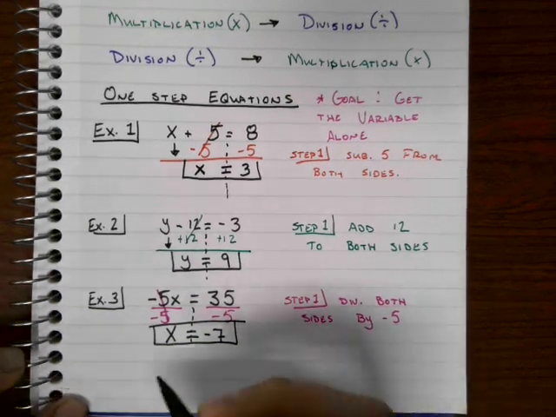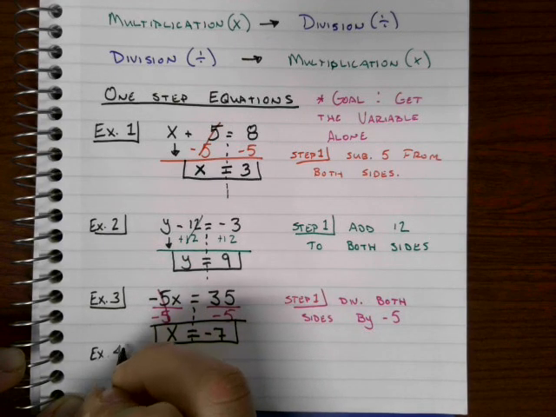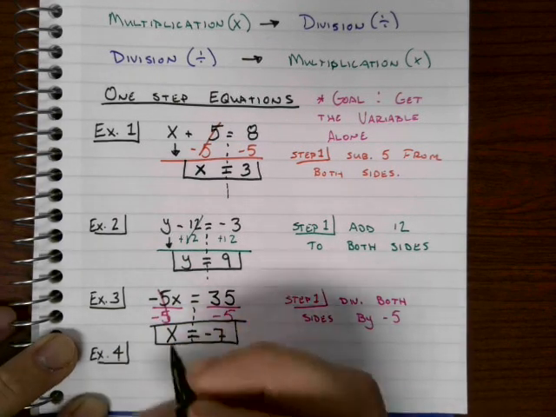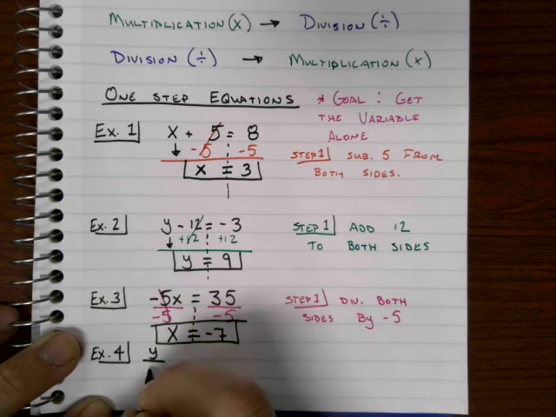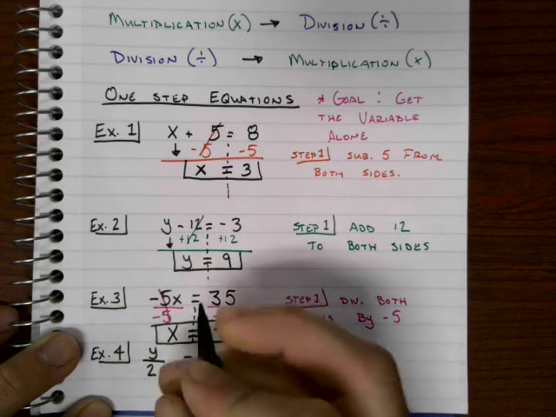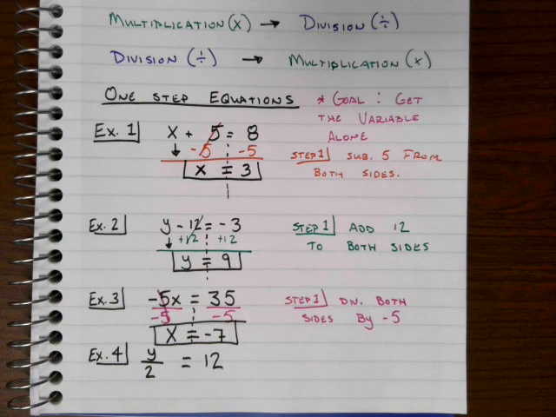And we'll squeeze one more in down here. We'll squeeze in a division problem for you. That way we have at least one of each. Let's say y divided by 2 equals 12. Draw my little line here to separate.